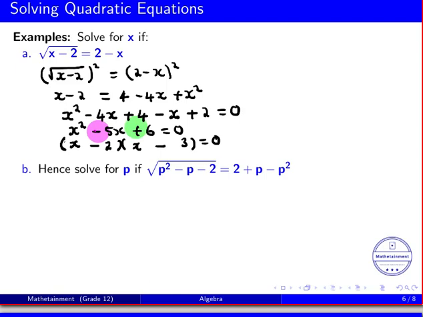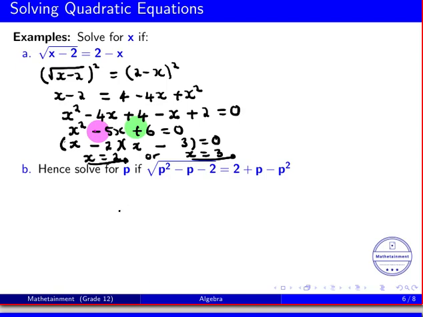This means that x is equal to 2 or x is equal to 3. Those are your answers. Those are your solutions. Now, the second question, question B says, hence solve for p if square root of p squared minus p minus 2 is equal to 2 plus p minus p squared?